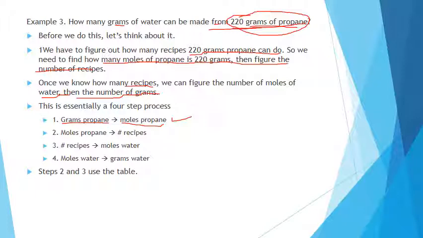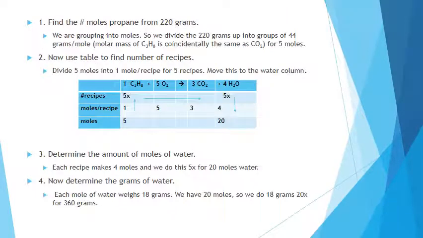Next thing you'll do is use moles of propane to figure the number of recipes. And then from the number of recipes, you can figure out the number of moles of water, and from the number of moles of water, you can figure out the grams. Let's look at how we're going to do this. The first thing to do is figure out the moles of propane from 220 grams. Every mole of propane weighs 44 grams. You have 220 grams, so you divide 220 up into groups of 44, and you end up with 5 moles of propane.